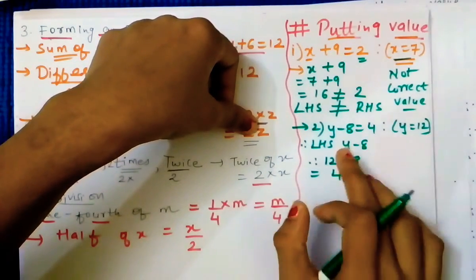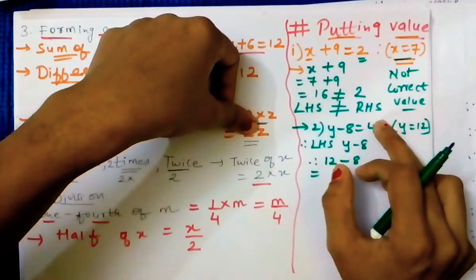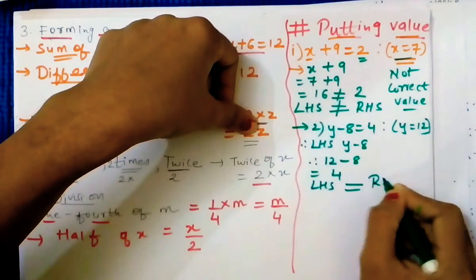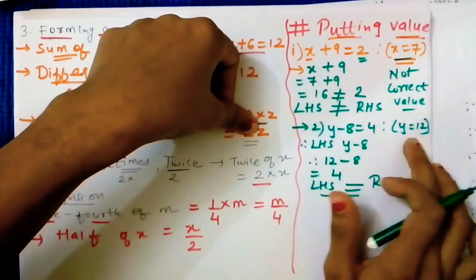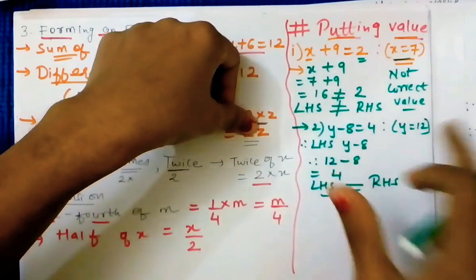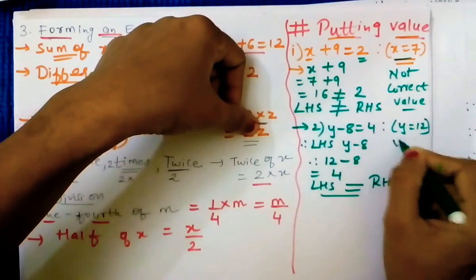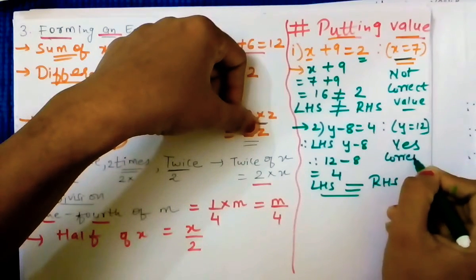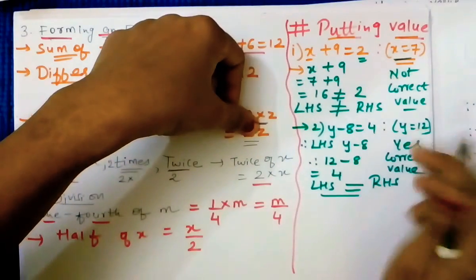Where did we keep 12? In the LHS, and our answer came 4, and 4 is what? RHS. So here LHS is equal to RHS. Now we are getting both equal. So 4 we are getting means this 12 is the correct value of y. So we can write that yes, this is the correct value for y.